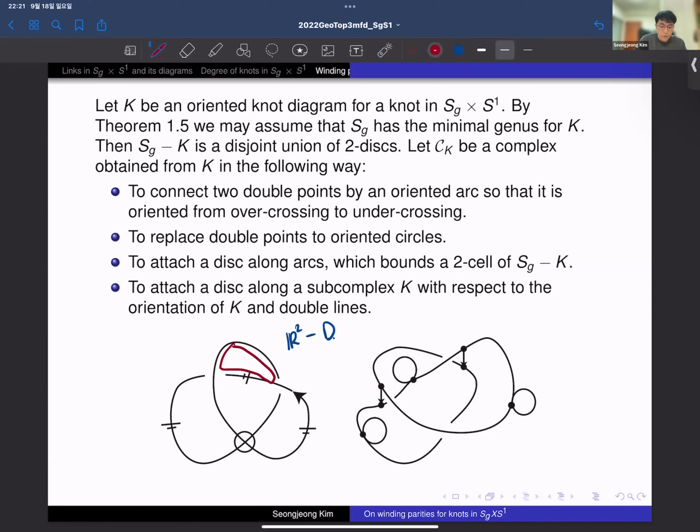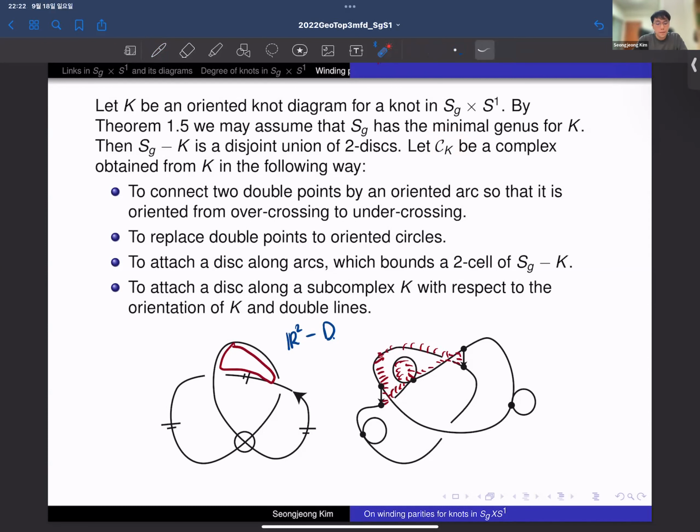Then we attach a disk here along the arcs corresponding to the edges of these bigons. By making a complex in this manner, we can get a complex C_K.